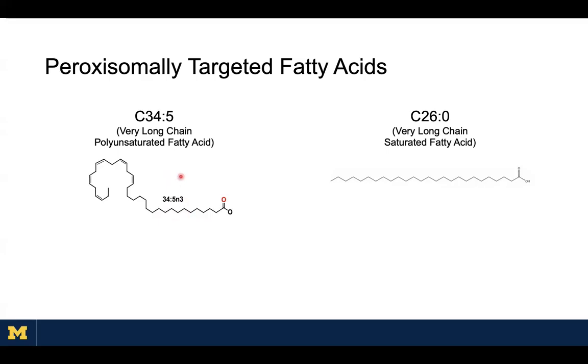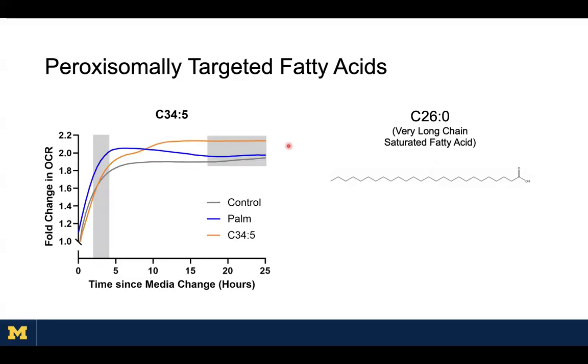And we chose this very long chain PUFA because it's pretty abundant in photoreceptor outer segments. We also chose this C26 saturated very long chain fatty acid because it's pretty abundant or elevated in the plasma of peroxisome biogenesis disorder patients. So if we look at Recipher results from both of these, we also see a similar trend of the peroxisomally targeted fatty acid has this slower rise in OCAR that crosses above palmitate and extends at this plateaued level.